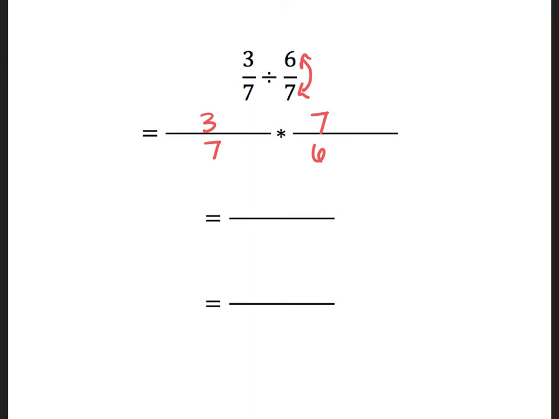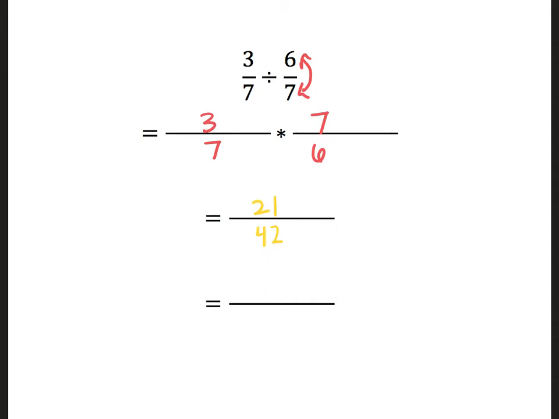So I'm going to do 3 times 7, which gives me 21. And I'm going to do 7 times 6, which would give me 42. Now, before you're done, you should reduce your fraction. When you're doing this, you're looking for the biggest number that goes into both the top and the bottom evenly.